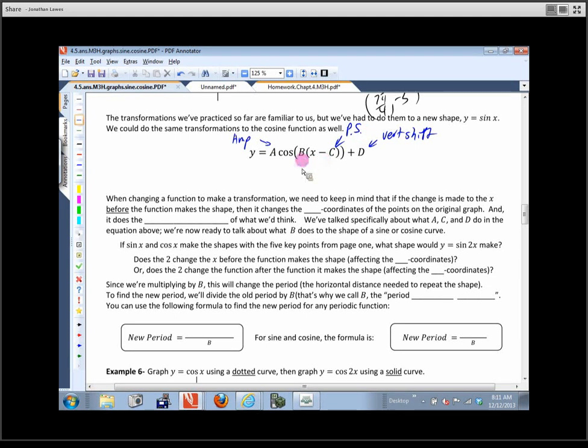And then today we're going to deal with this guy right here, this B. This is called the period change factor. And we're going to talk about what that does, because that's a little bit weird. It's not hard to deal with, but you just have to get used to it. Okay? So what we need to keep in mind is whenever we change the x before the function makes the shape, so we're changing the angle before we even plug it into the sine or the cosine function that makes that wave shape. Okay, so it's going to change the x coordinate on the original graph. Okay, and it does, you'll remember, the opposite of what you'd think.